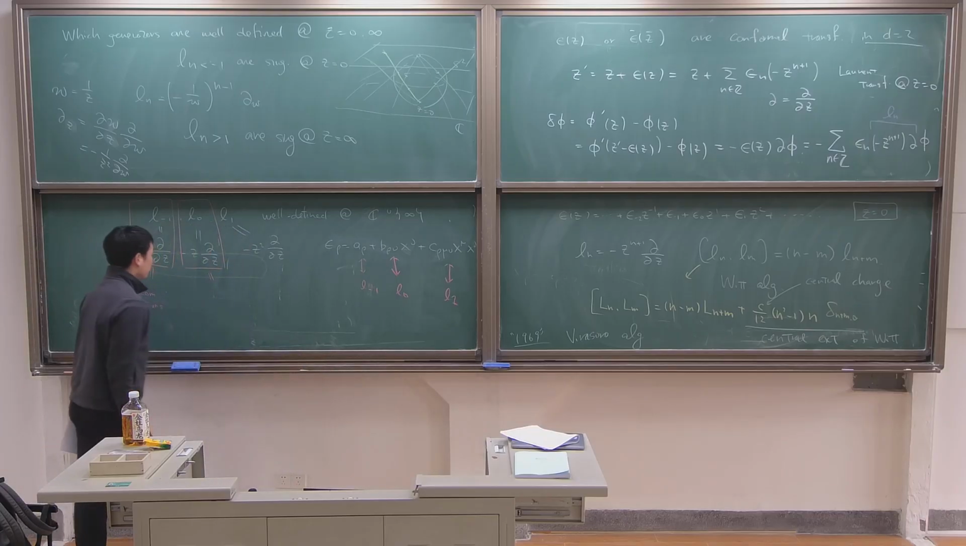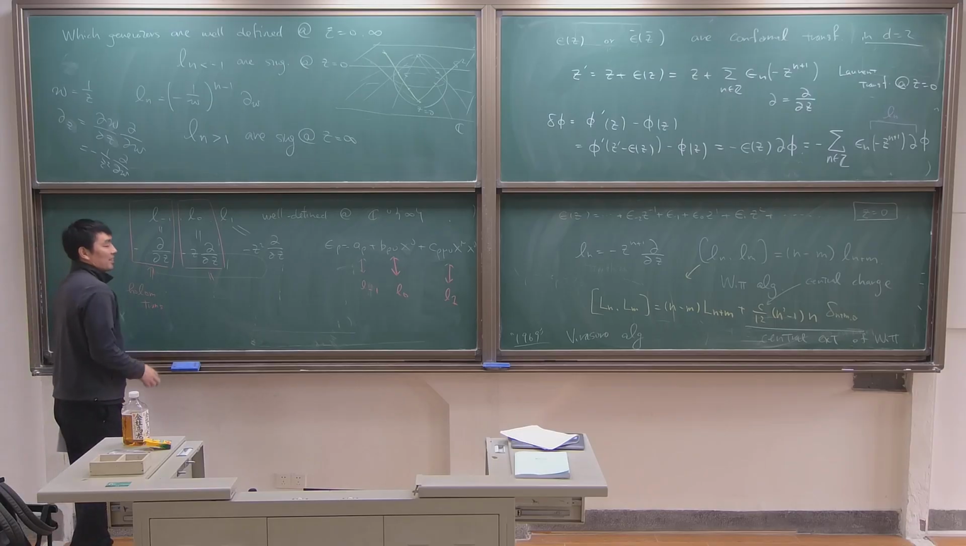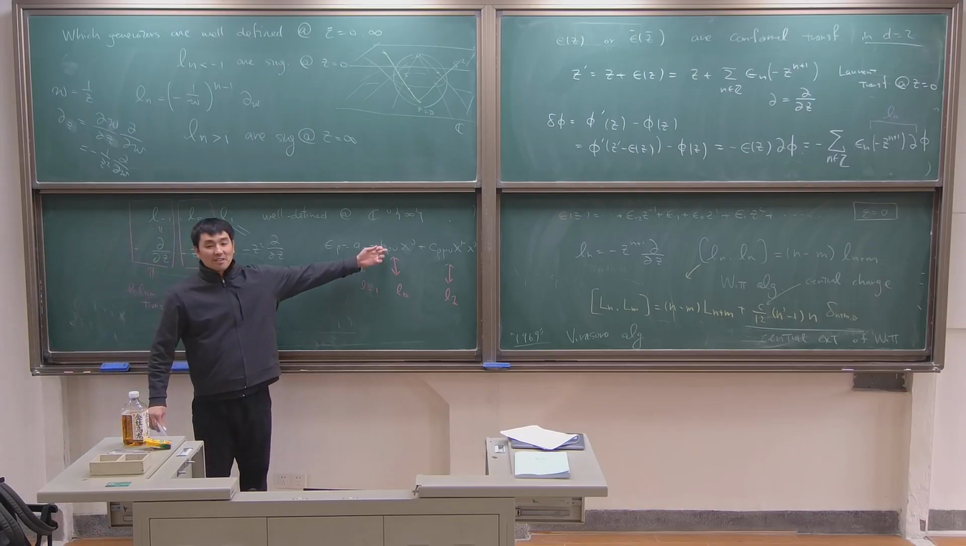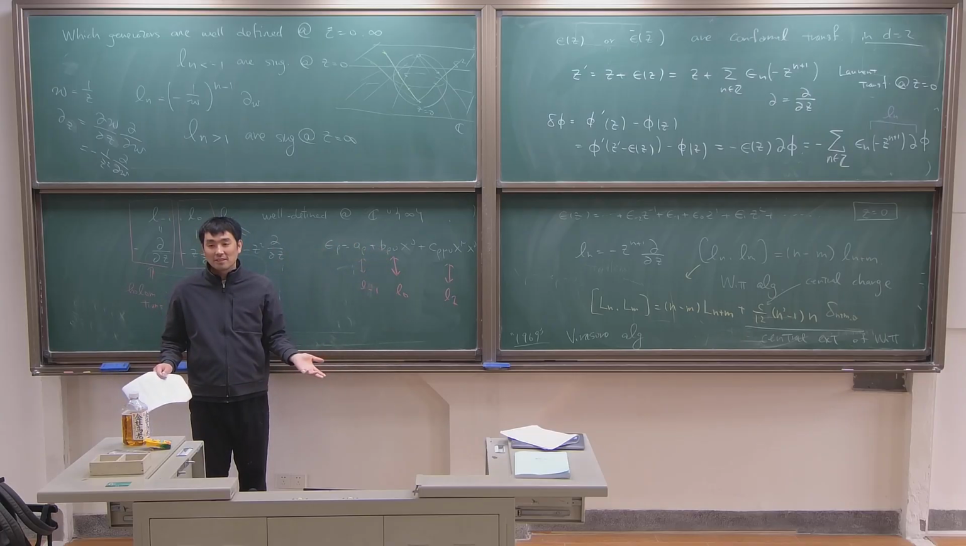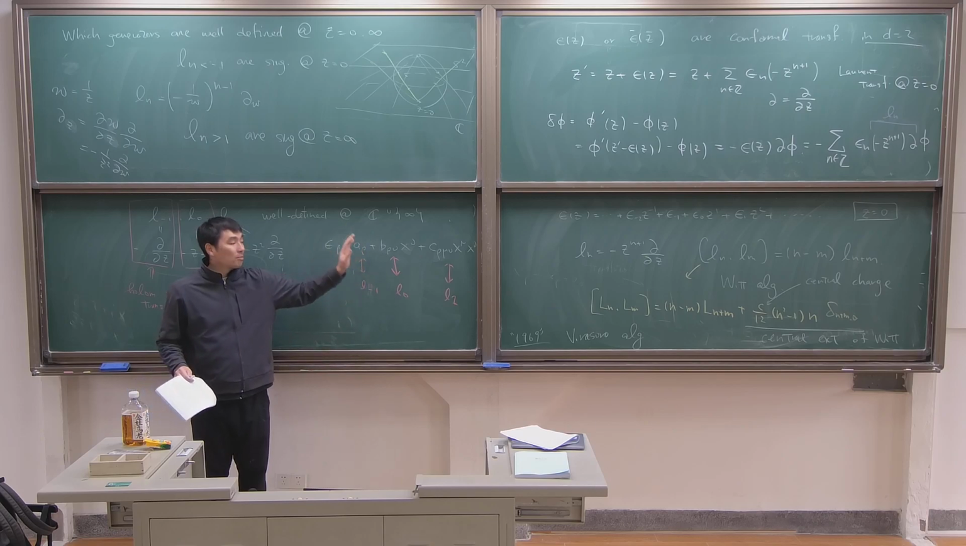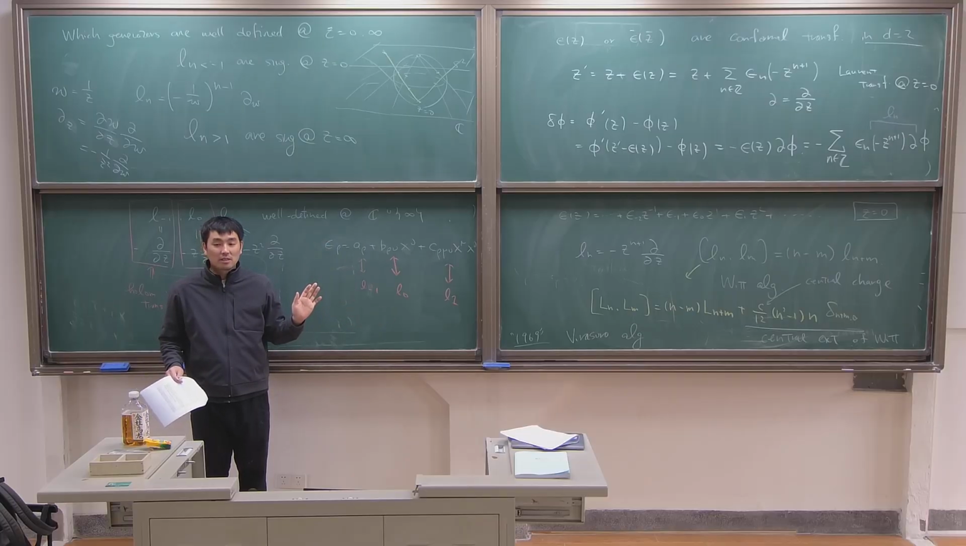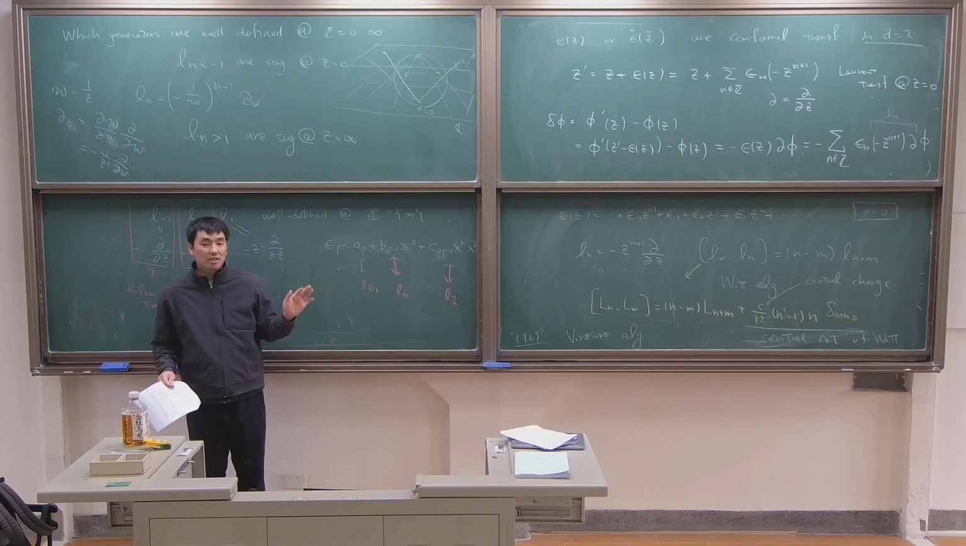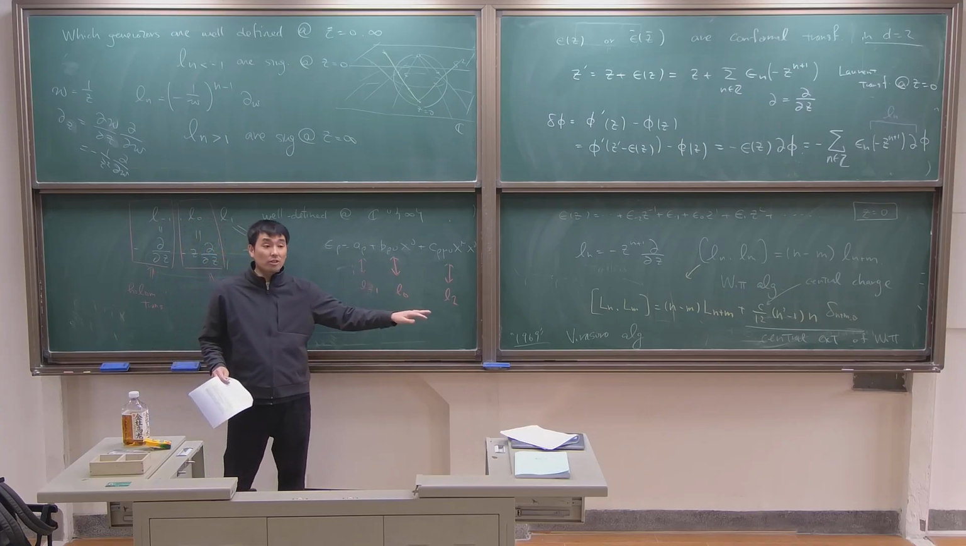So let's see what's going to happen. What was this guy? This is a d by d matrix, and you just decompose it into symmetric and anti-symmetric parts. The symmetric part corresponds to what? Dilatation. The anti-symmetric part is rotation.